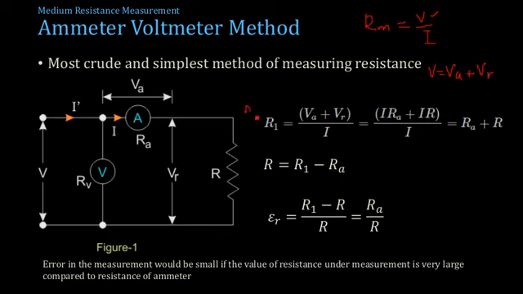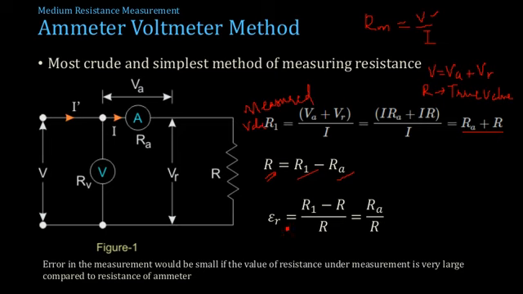So the measured value R1 will be equal to V by I, or VA plus VR by I. VA is given by I into RA, where RA is the resistance of the ammeter, and VR is given by I into R, where R is the unknown resistance, or the true value. Now R1 will be given by RA plus R, or the measured value will be given by the true value plus the resistance of the ammeter. The true value can be given as the measured value minus the ammeter resistance.